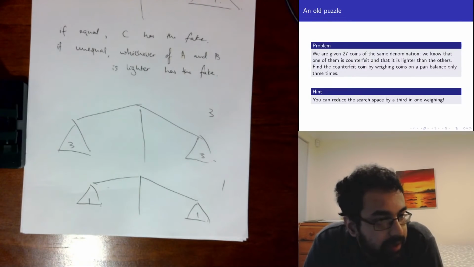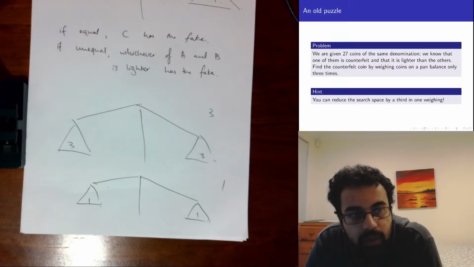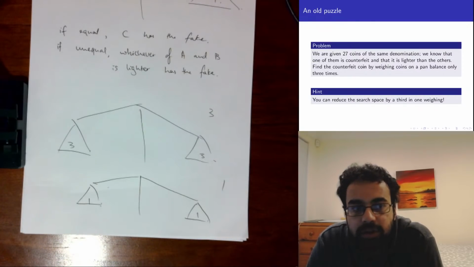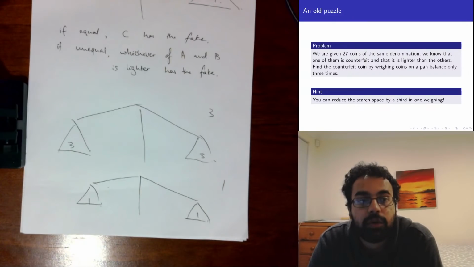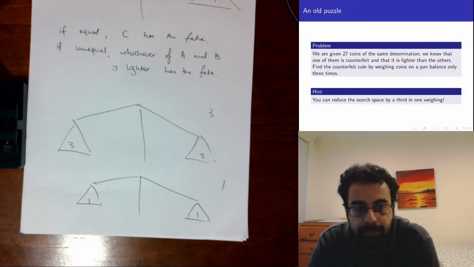Andrew, for each triplet, aren't you measuring them twice? No, we're not actually weighing 9B against 9C. We only weigh 9A against 9B. And so if they're equal, then we don't need to compare C against anything. We know that C has the fake. Yeah.